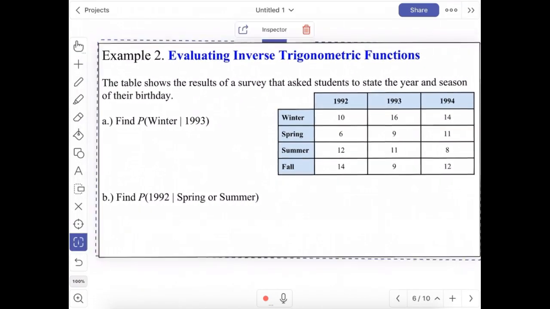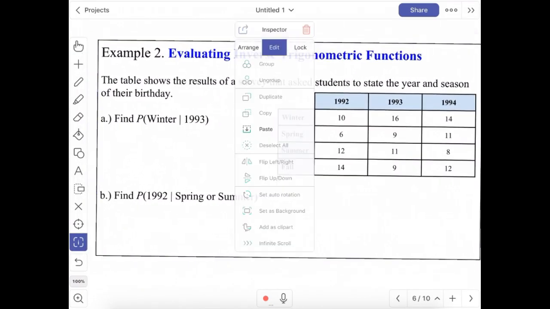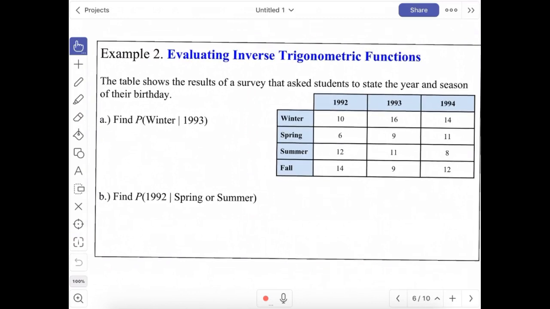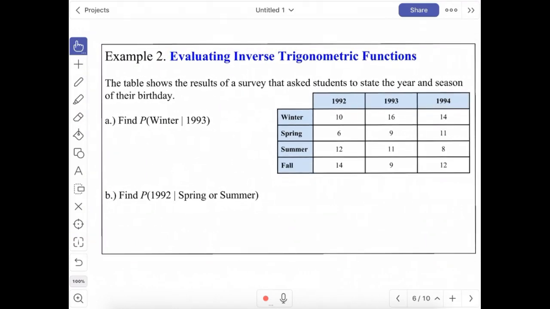The table shows the results of a survey that asked students to state the year and season of their birthday. Find the probability of winter given that it was 1993.